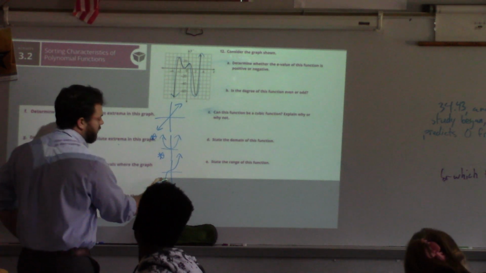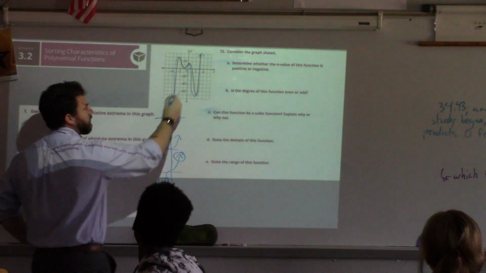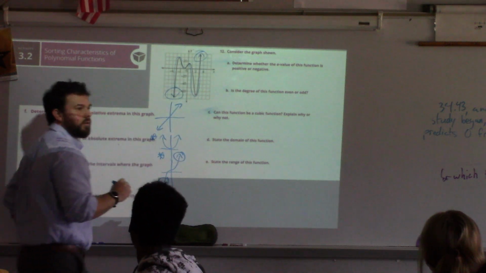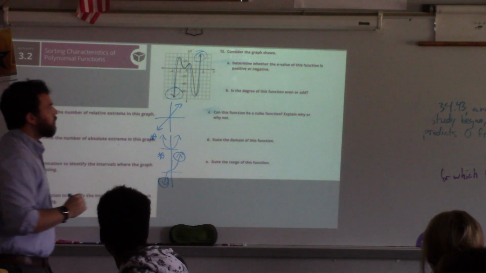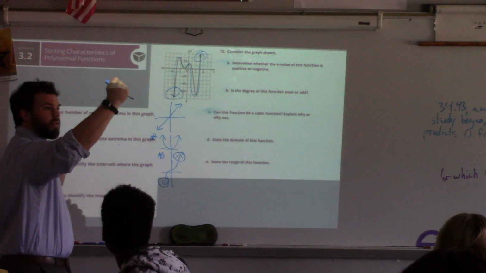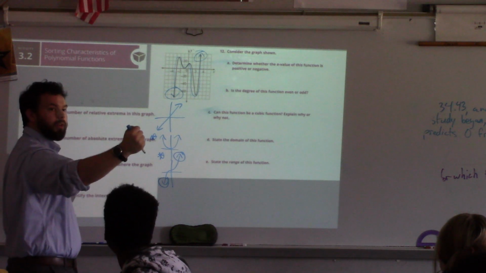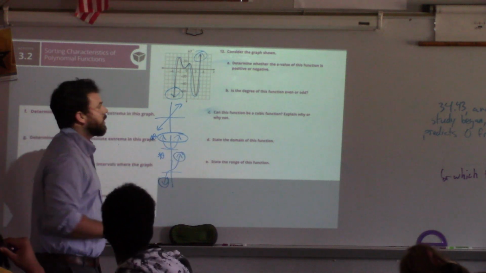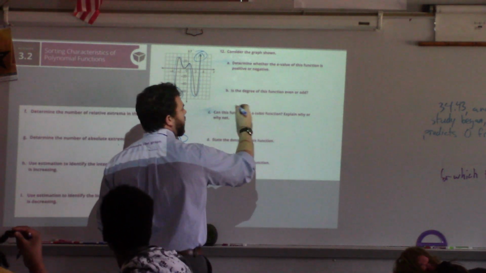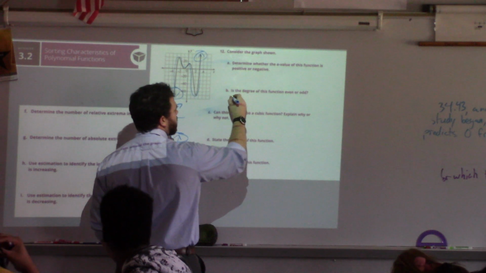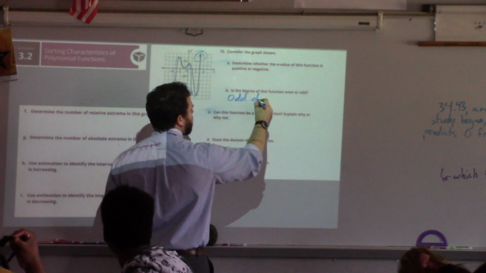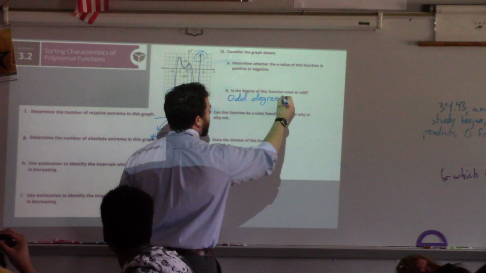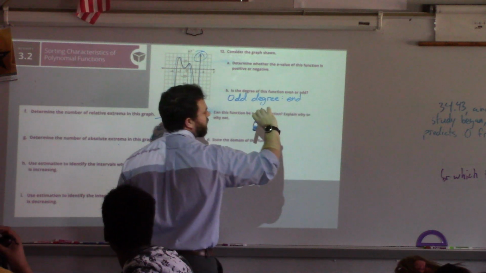Look at the end behavior. That looks like a cubic to me. Right? Because the end behavior goes in different directions, that's an important thing to notice. With an even degree, the end behavior was always the same. So is the degree of this function even or odd? Well, it's odd degree. And we want to note the end behavior goes in different directions.